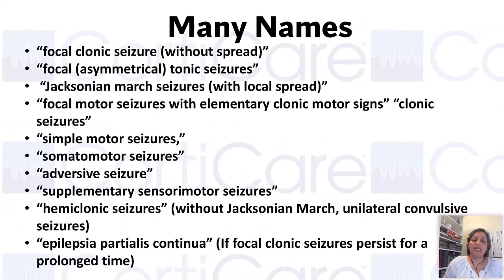Over the years, many names were given to the frontal lobe seizures. Focal clonic seizure, Jacksonian March seizures, supplementary sensory motor seizures, because some of these seizures not only have a motor component, but they do have a sensory component too. Hemiclonic seizures, because there is no Jacksonian March, but there are convulsions only on one side of the body. And if these seizures persist, if they are not treated, they can evolve into epilepsia partialis continua.